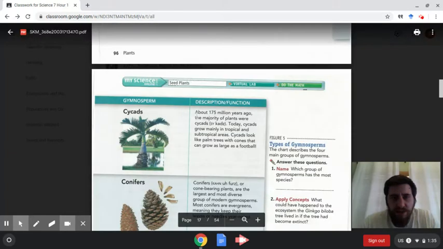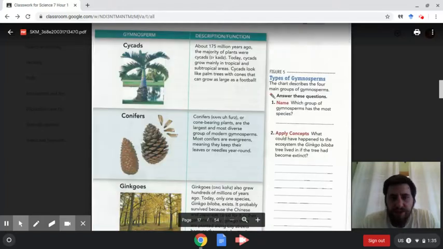Here are the four types of gymnosperms. Not going to go through them too much, but we have the cycads, about 175 million years ago. Now they actually are more tropical, palm-like trees, right? Conifers, the classic. We have them all over Minnesota. They have the needles and the cones to protect their seeds.